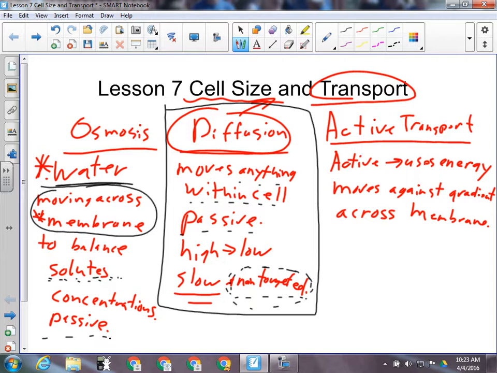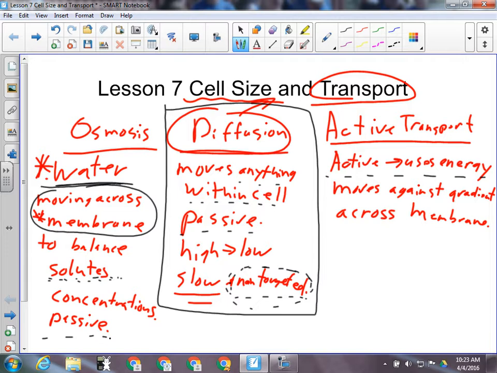The other method of cell transport is active transport. This activity has nothing to do with active transport, but we want to review it anyway. It's different from these two in that it is active and thus uses energy. If a cell is going to use energy to move stuff across a membrane, it needs it pretty badly. It's going to move it against the gradient. That means it can pull it from an area of low concentration to high concentration.